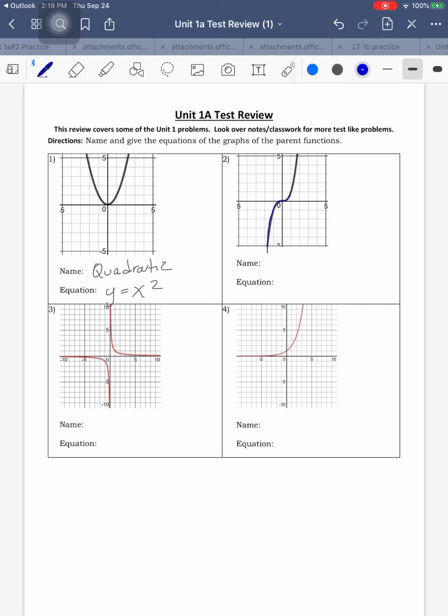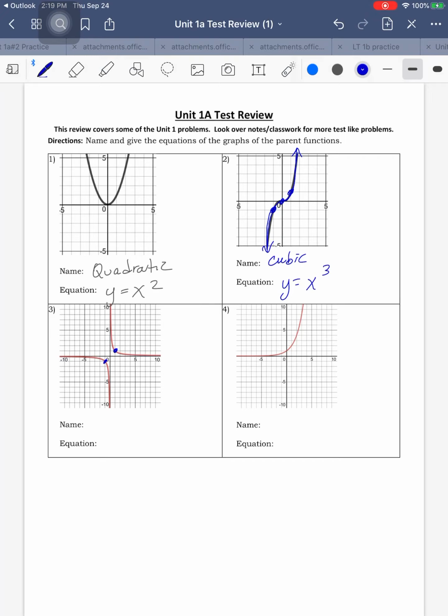The second one, we're looking at the shape. That's tall, slide looking through the point 1, 1, 0, 0, and -1, -1. That is a cubic function. And the equation is y equals x to the third power.